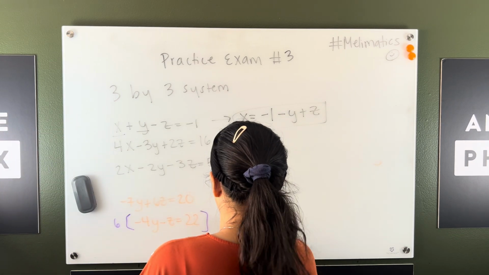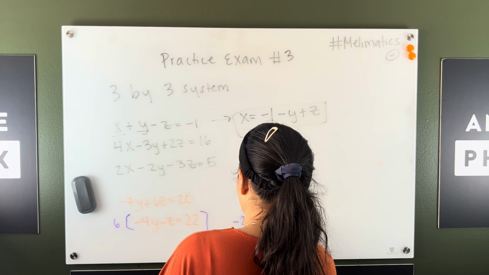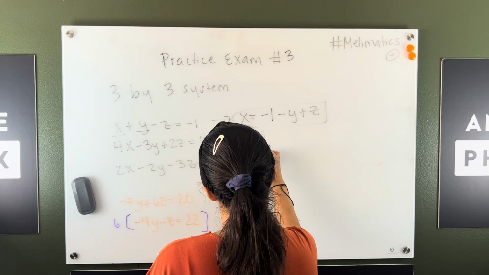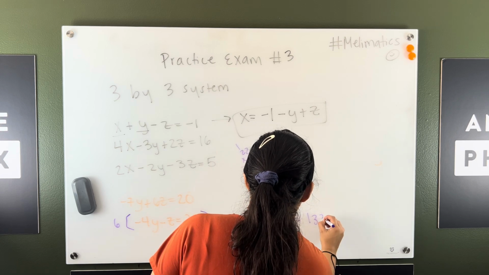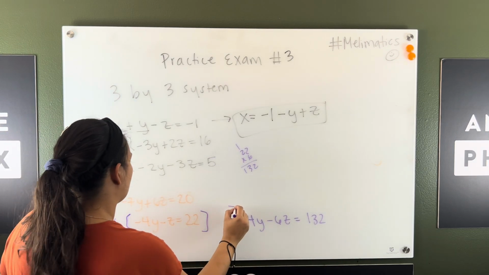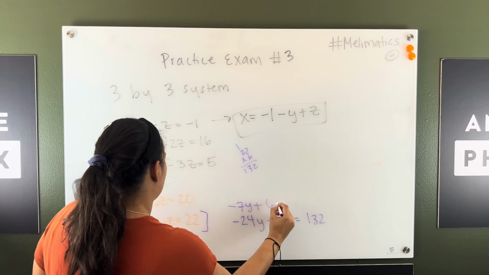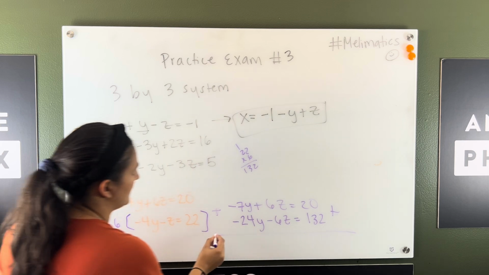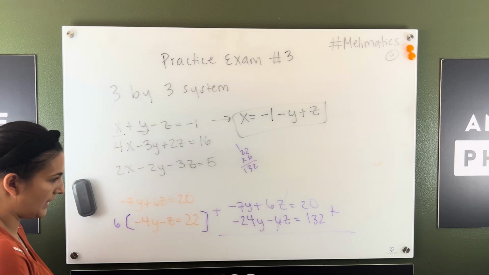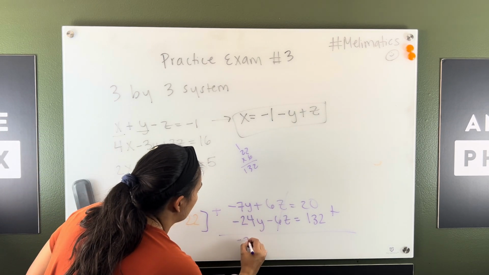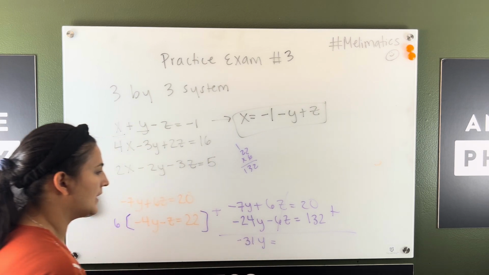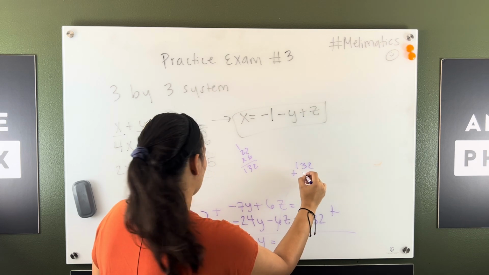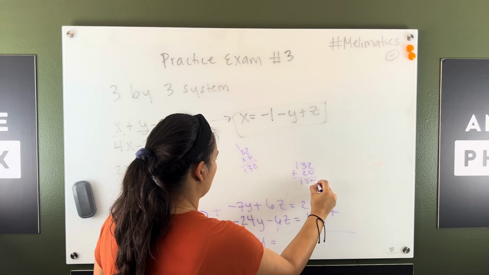Okay, so it's going to be negative 24y minus 6z equals 22 times 6. I like to do things without a calculator if possible, but there's nothing wrong with using one. Okay, and then now you're going to add the equations, and of course the z's will cancel, right? So then I end up with negative 31y equals, and what is 20 plus 132? 152.